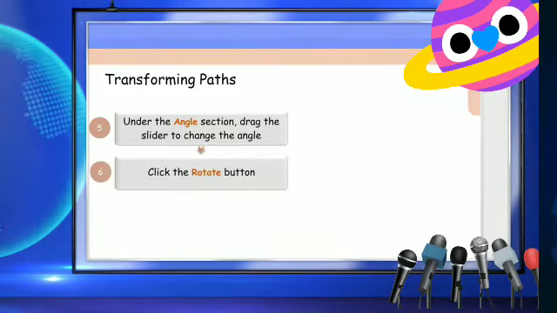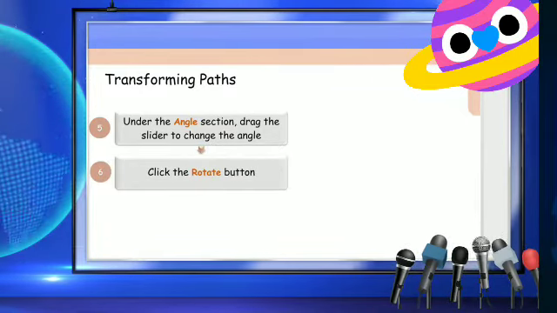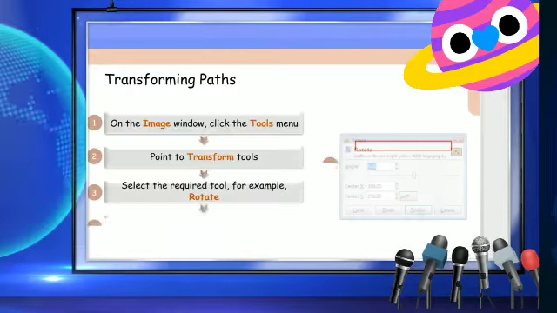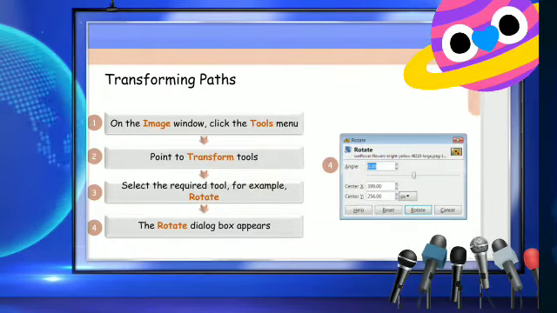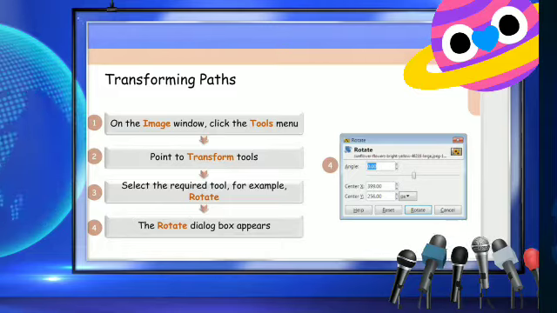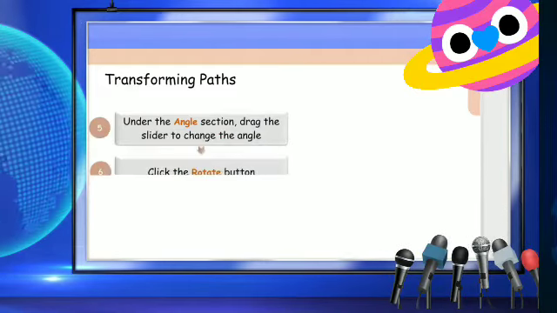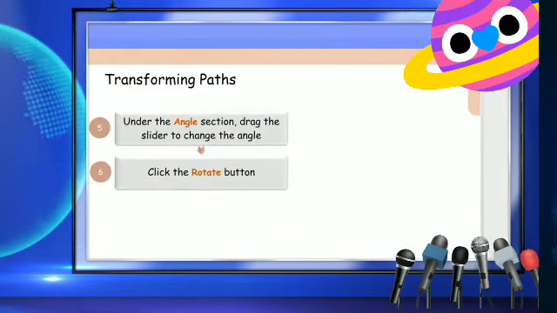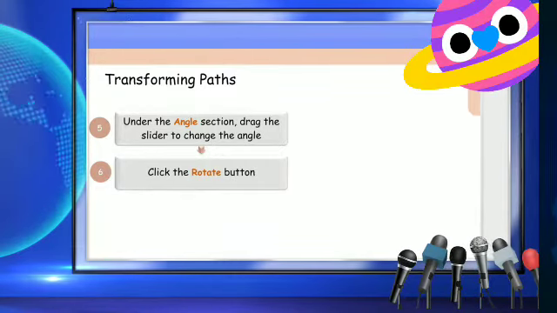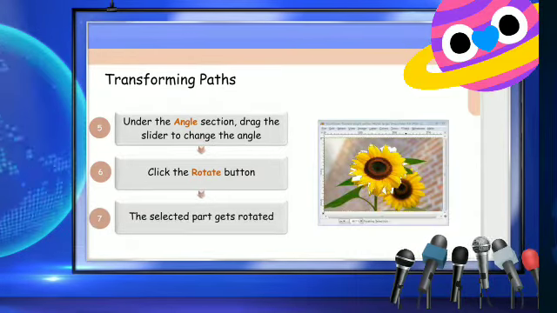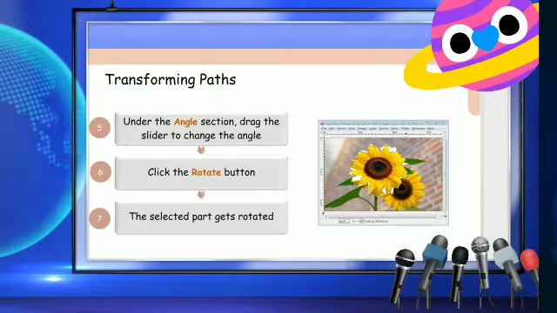Under the angle section, drag the slider to change the angle. Click the transforming path. On the image window, click the tools menu, point to transform tools, select the required tool, for example rotate. The rotate dialog box will appear. So under the angle you can do it by using your rotate button. Okay students, so these are some options in your GIMP, in your advanced tools.